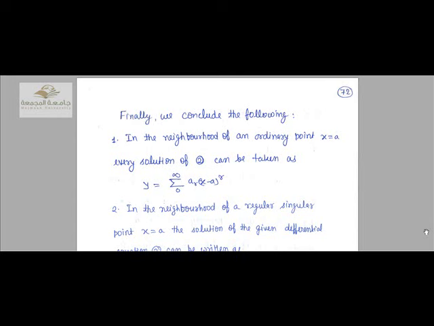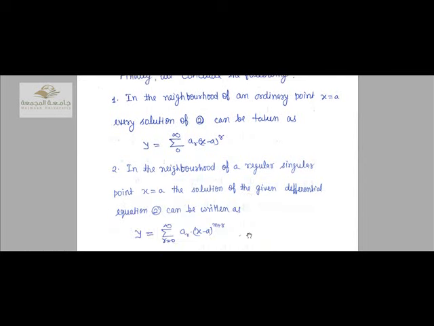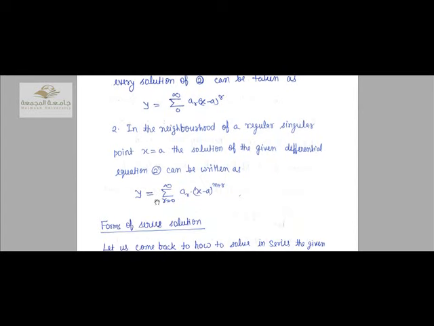Now, finally, we conclude the following. In the first one, in the neighborhood of an arbitrary point x is equal to a, every solution of equation 2 can be taken as y is equal to summation r from 0 to infinity a_r (x minus a) to the power r. Second one, in the neighborhood of a regular singular point x is equal to a, the solution of the given differential equation 2 can be written as y is equal to summation r is equal to 0 to infinity a_r (x minus a) to the power m plus r.